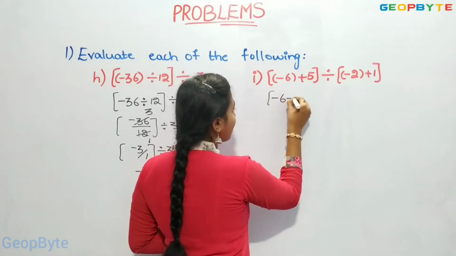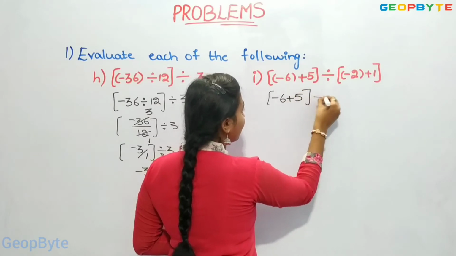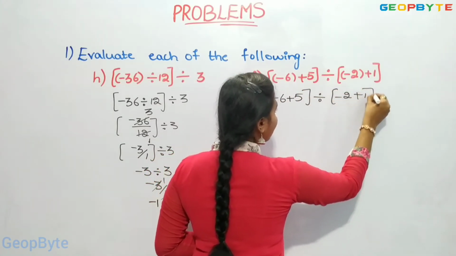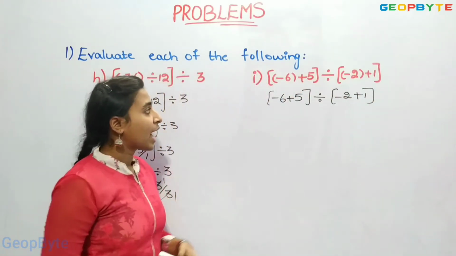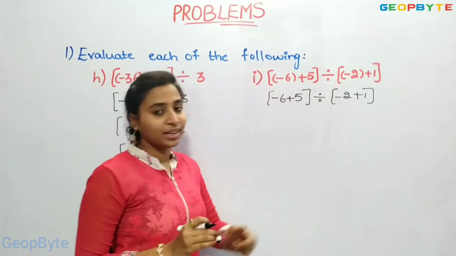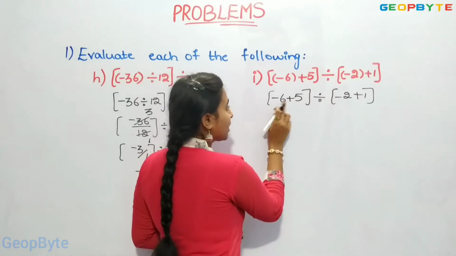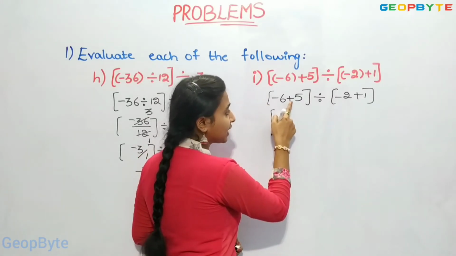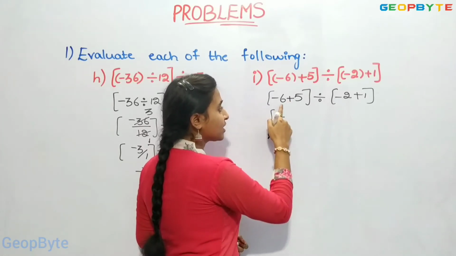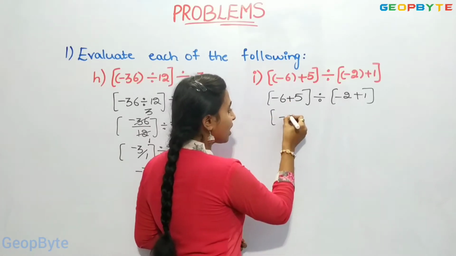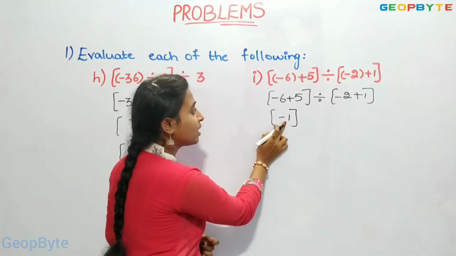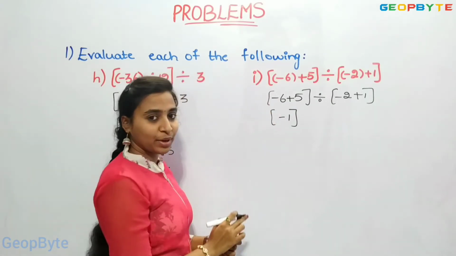Minus 6 plus 5 divided by minus 2 plus 1. This is what they have given. I have removed these brackets and written. Now, minus into plus is minus. 6 minus 5 is 1. We get minus 1, as we have the minus sign for the greater number.